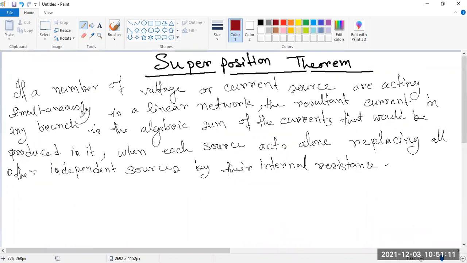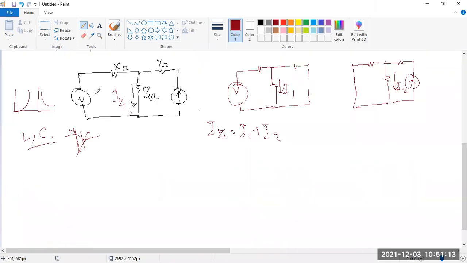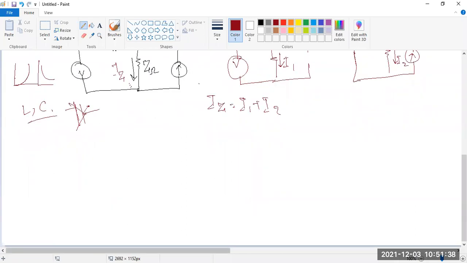Now, if this voltage source is acting, then the current source will not be there. If the current source is there, the voltage source will not be there. And then what will be the current? Yes, this is current I1 and I2. So the net current will be Iz equals I1 plus I2. This is the statement of the superposition theorem. Now we have to solve it with an example.